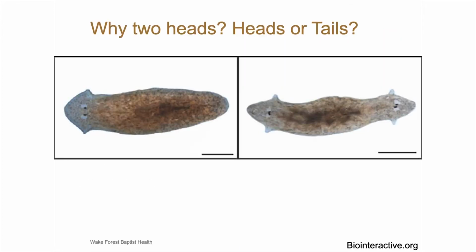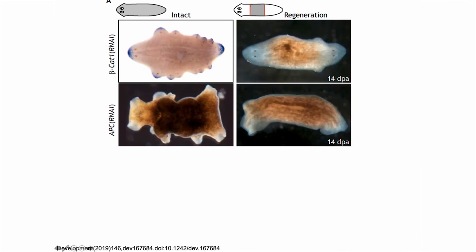And that leads us back to our planaria. Why two heads and then heads or tails? So if you look at the planaria, this is our normal guy. And look at this one. This one has two heads. So why is that? Heads or tails? Well, the reason for that is that planaria and all tissues and organisms have polarity, meaning they have signals that say, this is my head and this is my tail.